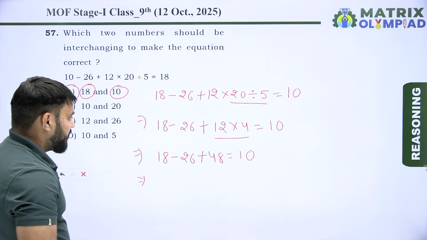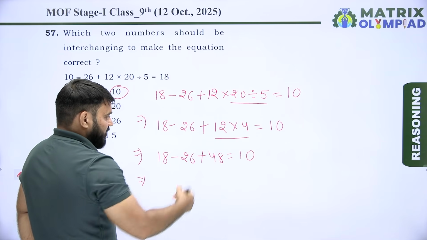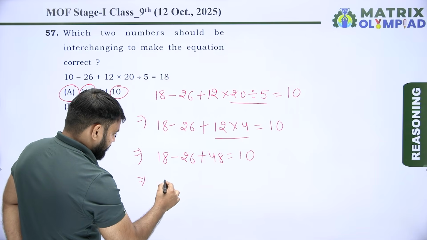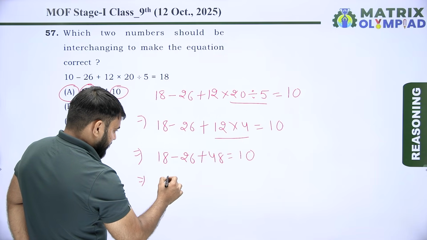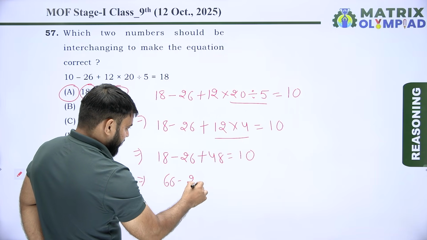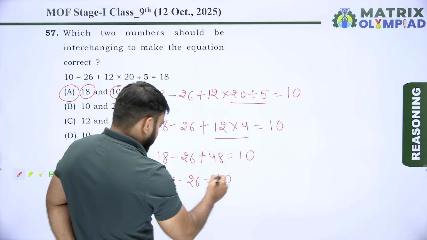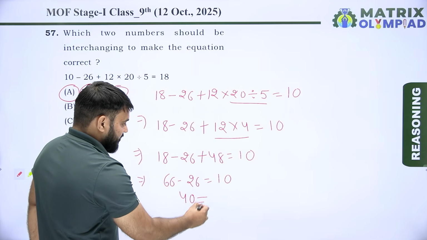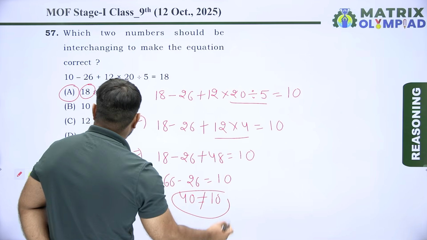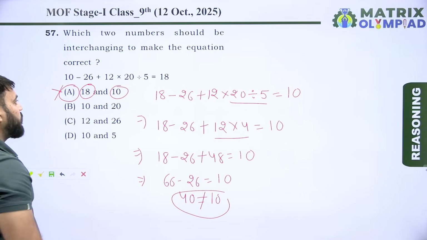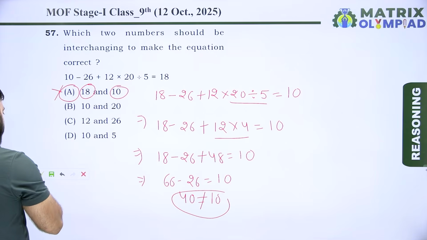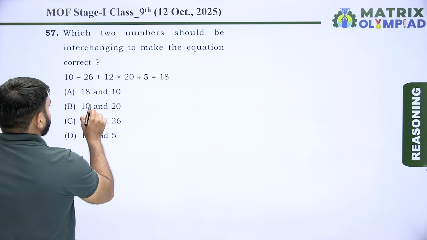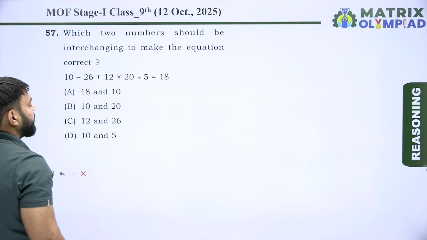Now adding the numbers: 18 plus 48 is 66, minus 26 equals 10. 66 minus 26 is 40, and 40 never equals 10. So here option A is an incorrect option. Now taking option B. According to option B, interchange 10 and 20.